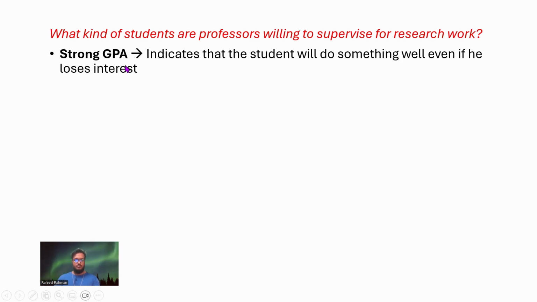First of all, you need to maintain a strong GPA. A lot of students will not like this point, but this is true. If you have a strong and high grade point average, a good result in your undergraduate studies, this indicates that the student will do something well, even if he loses interest. Because a lot of the times when you go through the courseworks, some courseworks and some projects are not really interesting to you. But if you just ignore those, then you will not have a strong GPA. And many times during research, you will lose interest, and unless you have the determination to work forward anyway, you will not do very well in research. So a strong GPA is an important indicator of how well the student will do in the long run.